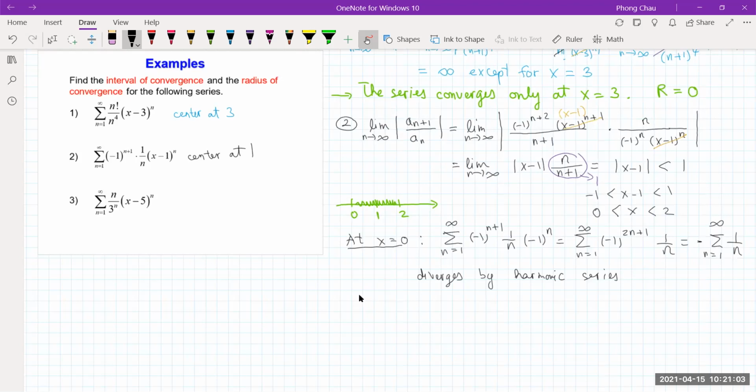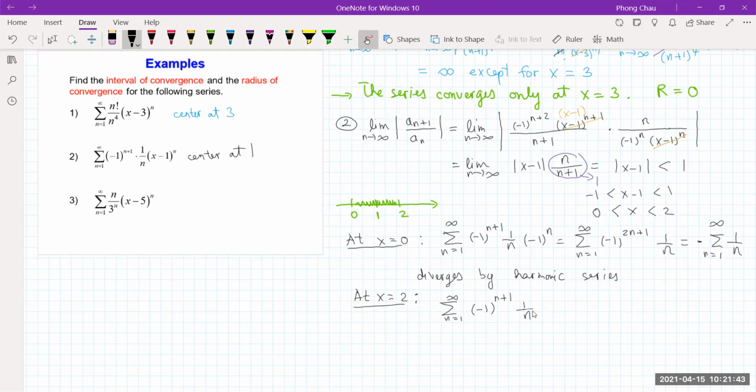Now let's check the other endpoint. What if x equals 2? Now at the other end, you plug 2 in, 2 minus 1 is 1, and 1 to the n is what? It's 1, right? So I don't think I need to write it down. Technically you have 1 to the n, and 1 to the n is 1. So it just becomes this series.